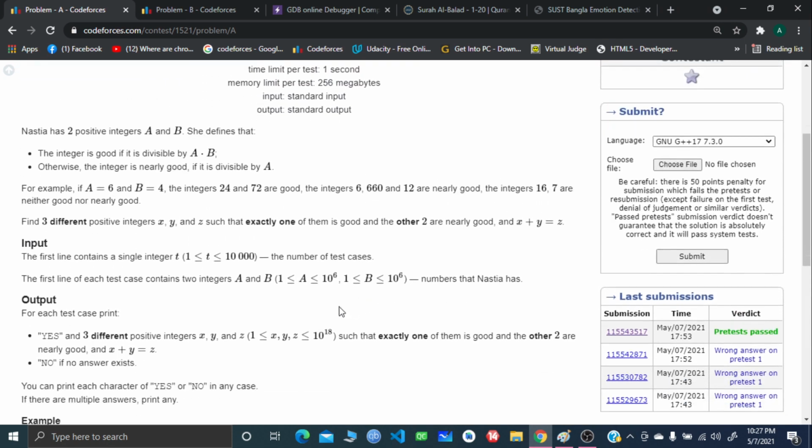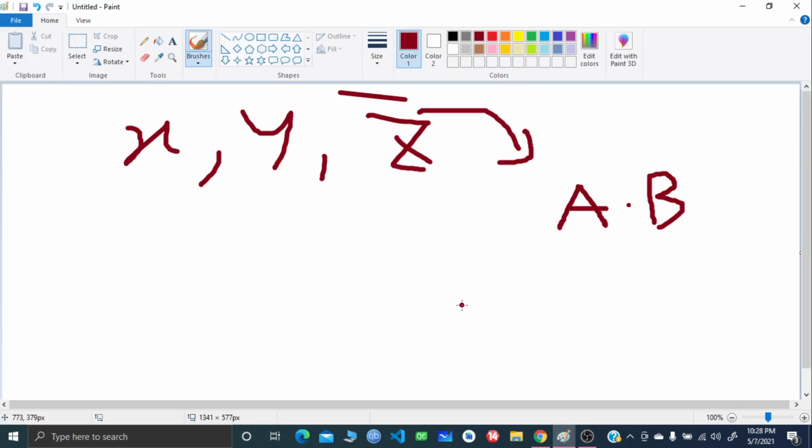So that's the first case. There are basically three cases. The first case is if b is equal to 1. The second case is if b is equal to 2, and the general case is anything apart from the values 1 and 2. Let's define the general case first, then deal with the corner cases. The number z we define as a times b itself, because it will definitely be divisible by a times b.